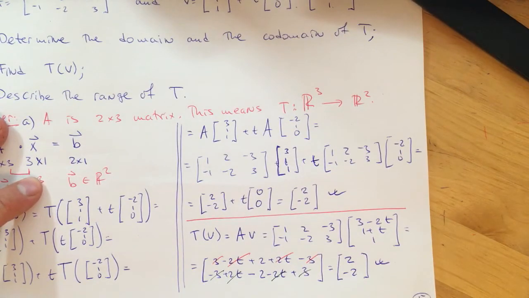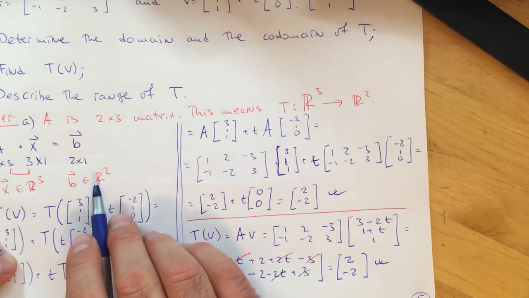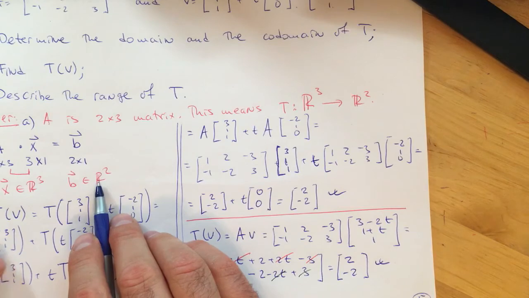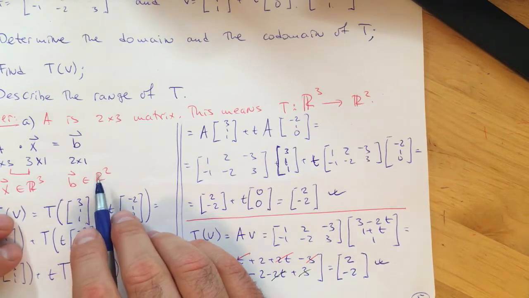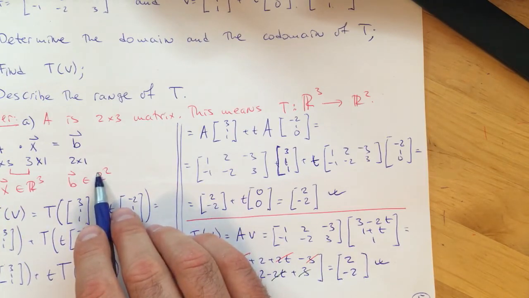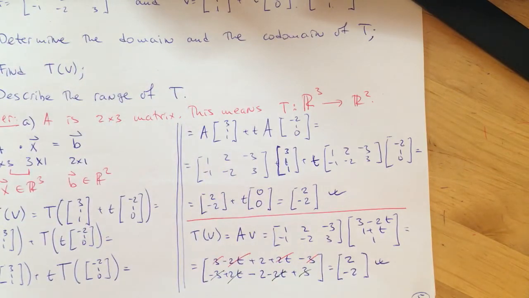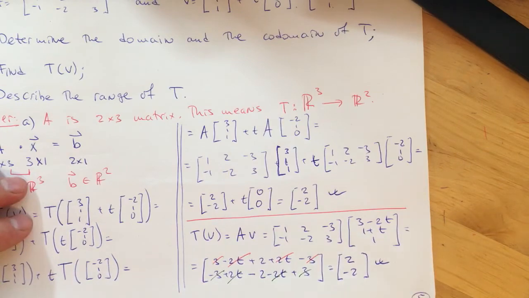And at the end we have to describe the range of T. I know that the codomain is R2, so what is going to be the range? What is going to be the image of the domain? Is it all the vectors in R2? In other words, do the columns span R2? Or is it a line in R2? Let's see.